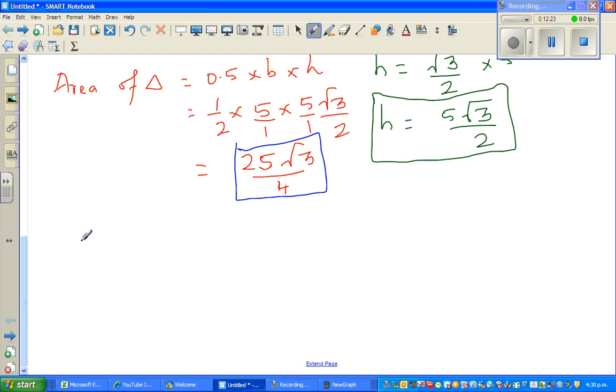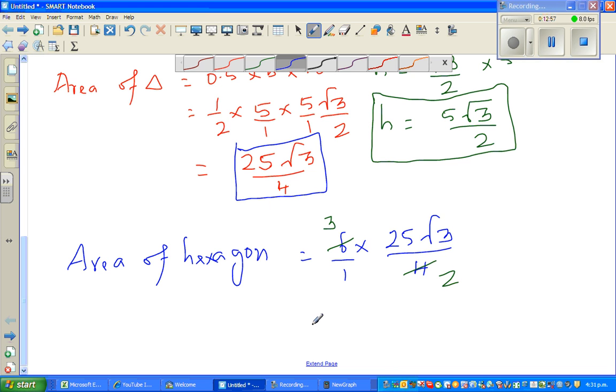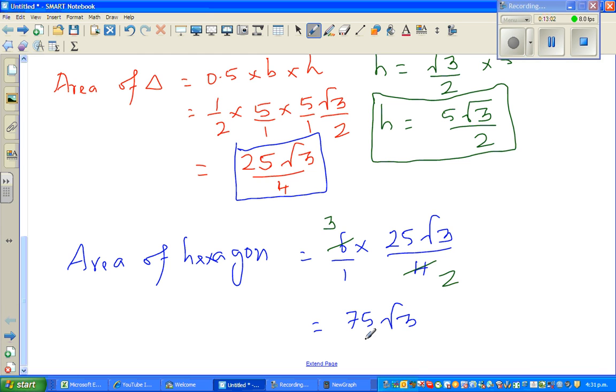Okay, therefore area of the hexagon. You've got 6 triangles of this type, so you go 6 times 25 root 3 over 4. Okay, so you can simplify 6 and 4: 2 goes into 6 3 times, and 2 goes into 4 2 times. So this is simplified to 25 times 3 is 75 root 3 over 2.